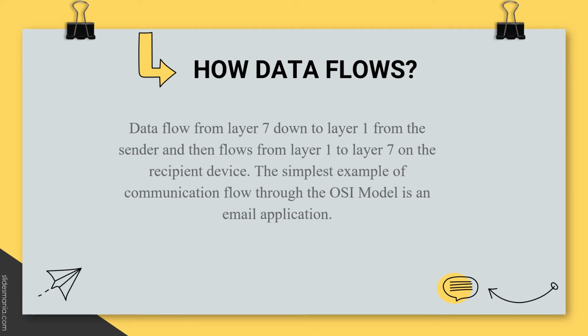So, how does data flow? Data flows from layer 7 down to layer 1 from the sender, and then flows from layer 1 to layer 7 on the recipient device. The simplest example of communication flow through the OSI model is an email application.